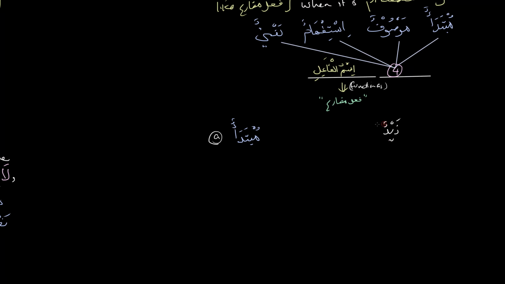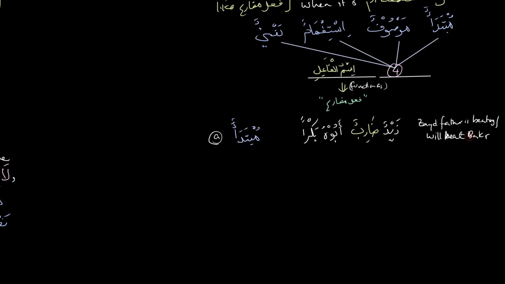Zaydun, and here is our ism fa'il, daribun. Abuhu bakran. Now, Zayd's father will beat Bakr. Zayd's father is beating or will beat Bakr.